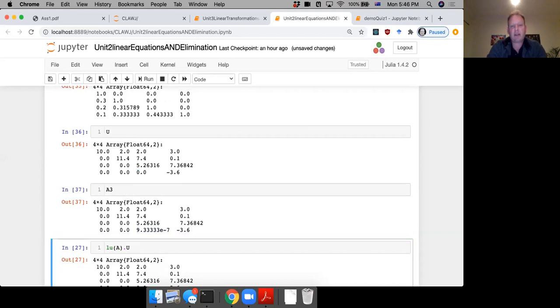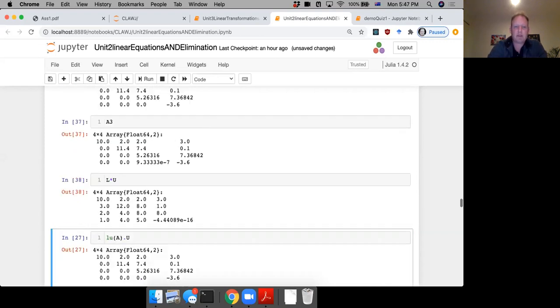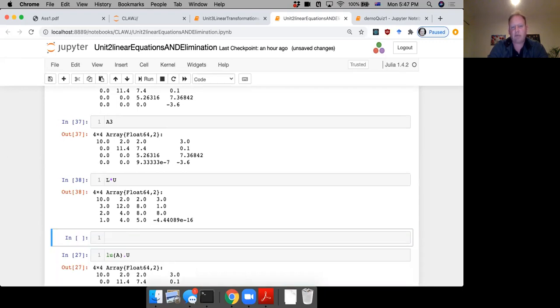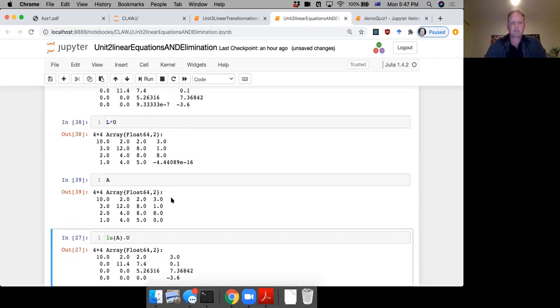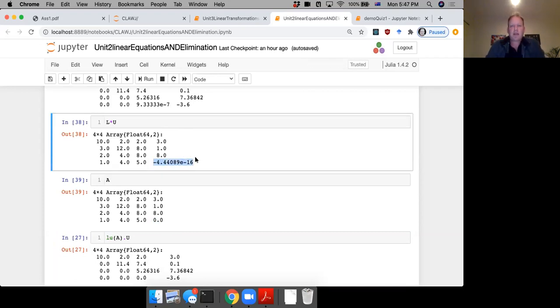Okay. So at this point, what is going to be L times U? A. Very good. That's A. Is it A? I'll just put what A is again. It's A. This 0 is this 10 to the minus 16. We live in a numerical world. Congratulations, you have factorized the matrix A. All right.